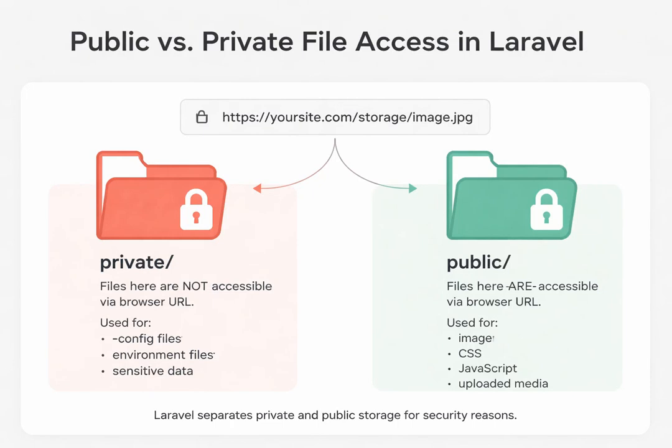Now let's talk about something that trips up a lot of Laravel beginners, the difference between private and public file storage. In Laravel, files are stored in two main locations. The private storage area is not accessible through a browser URL. It's meant for sensitive files, like configuration data, environment variables, and anything you don't want the public to reach. The public storage area, on the other hand, is directly accessible via a URL. This is where you put things like uploaded images, style sheets, and JavaScript files that your users need to download. By default, Laravel keeps uploaded files in the private storage, which is why you sometimes need to take extra steps to make them publicly accessible.